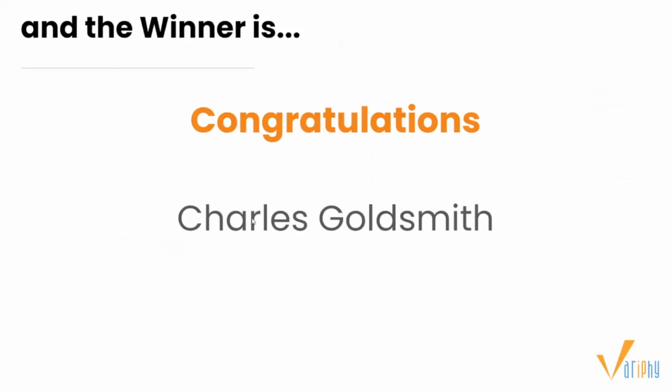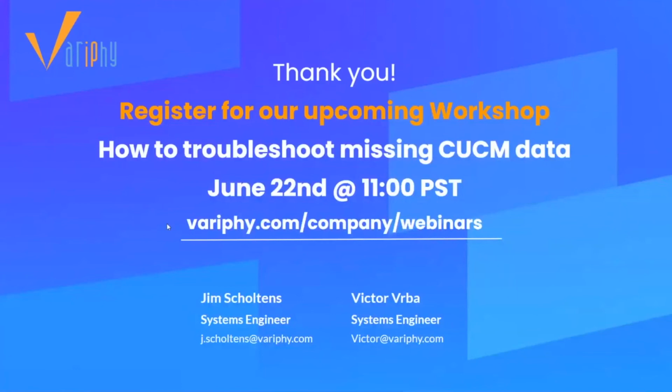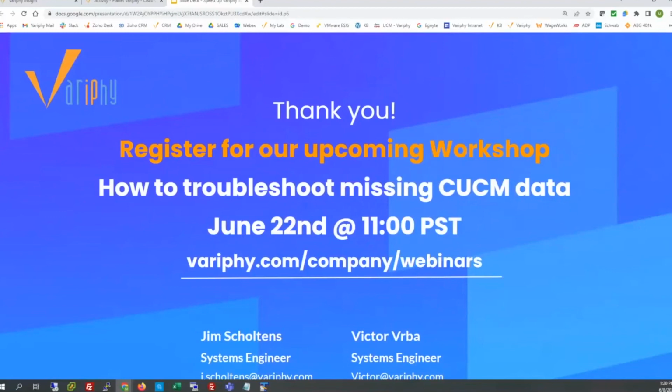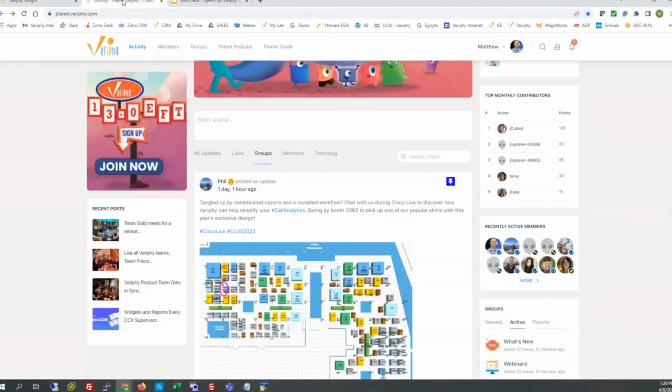Lastly, join us in 2 weeks where Jim and Victor will comb through how to troubleshoot missing CUCM or partial data from the Verify system. We are going to skip next week because we're going to be out at Cisco Live in Las Vegas. We are in booth 3362, so if you want to stop by and see us, please do.